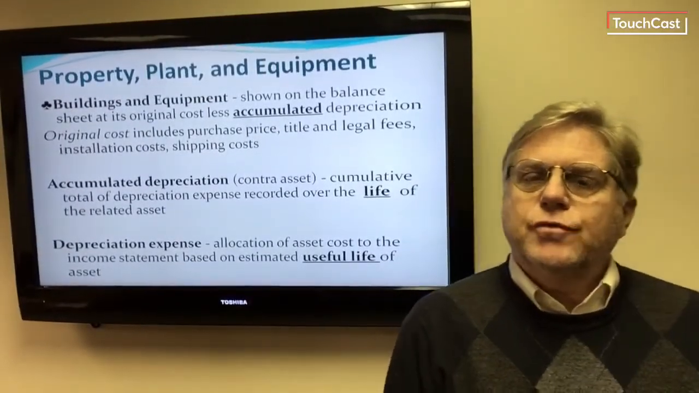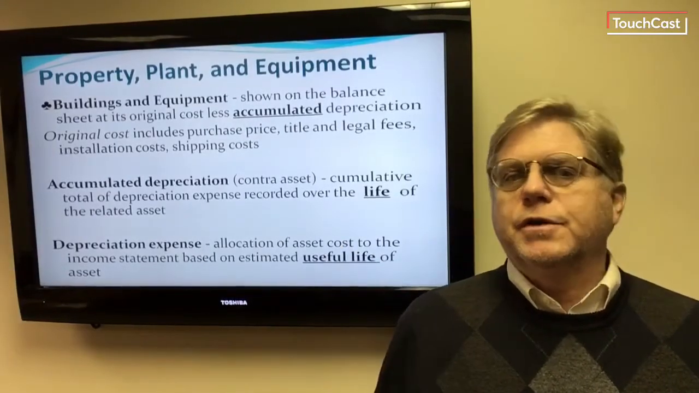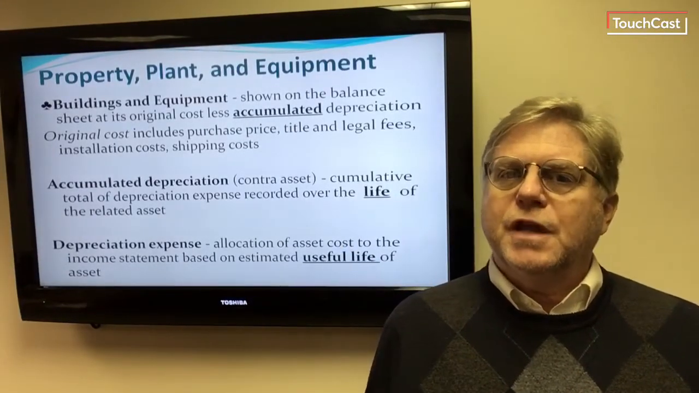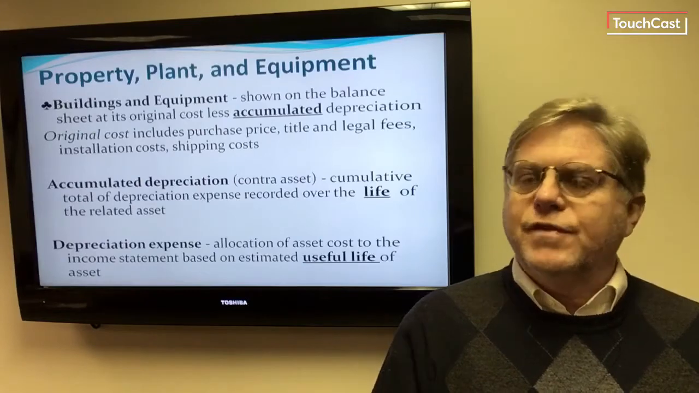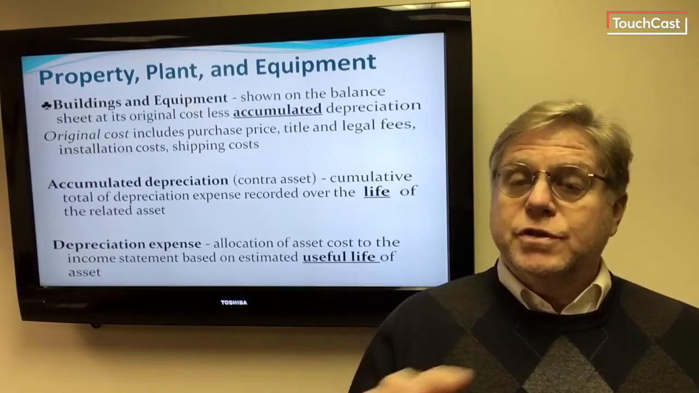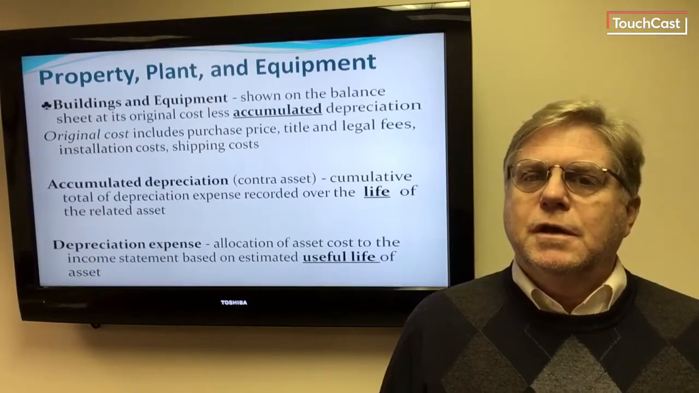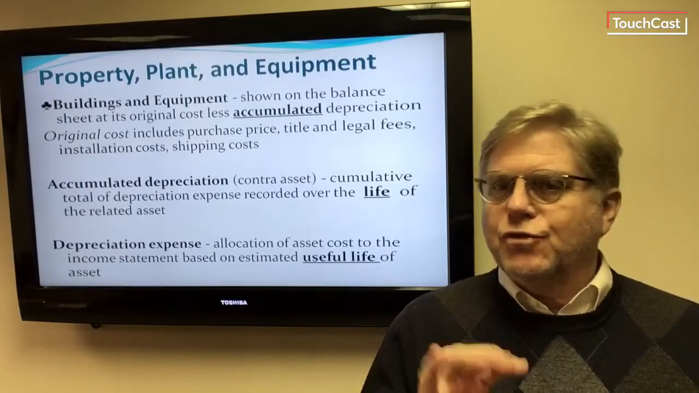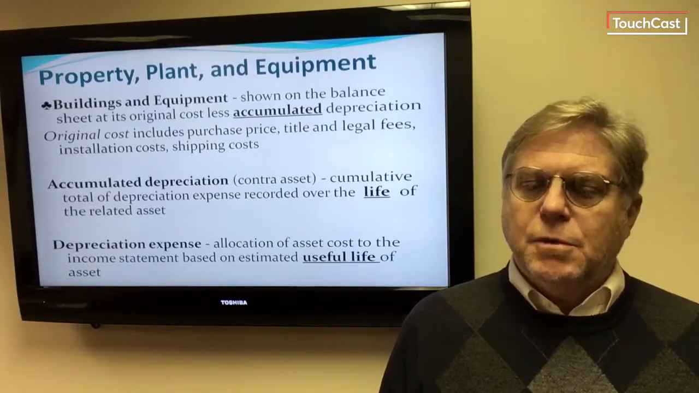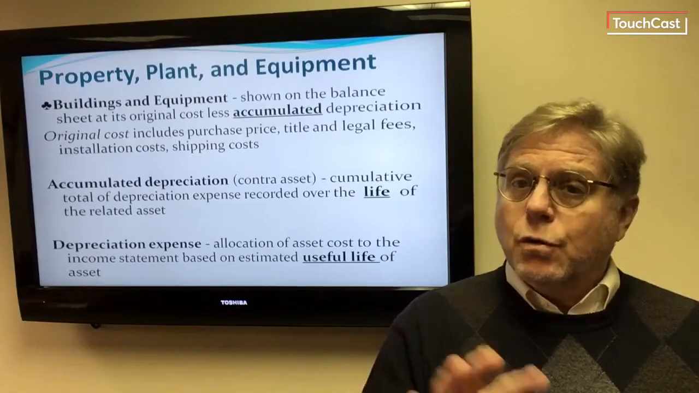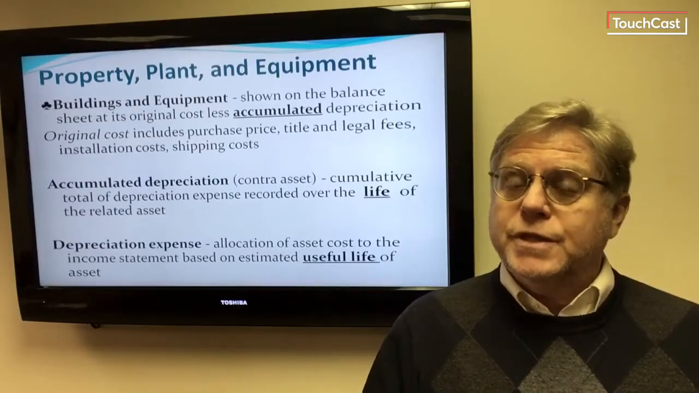Accumulated depreciation represents the sum total, the cumulative total of depreciation expense that is recorded over the life of the asset, that is, since it was originally put into service. Depreciation expense itself is sort of an oddball expense. Unlike most other expenses, it doesn't correspond directly to a particular cash flow.